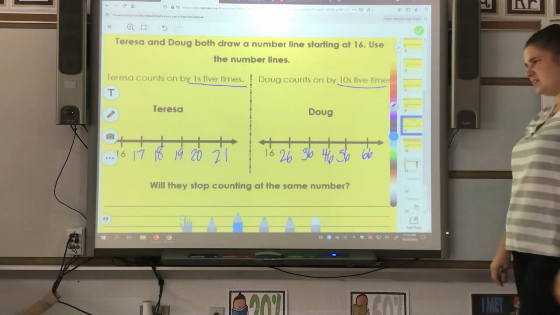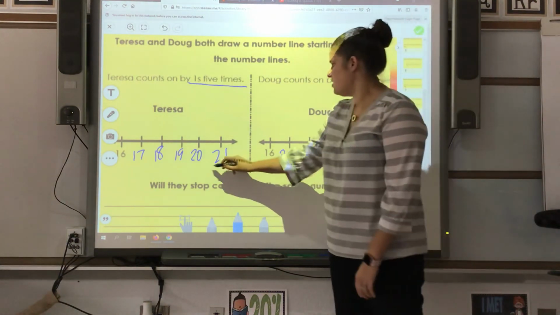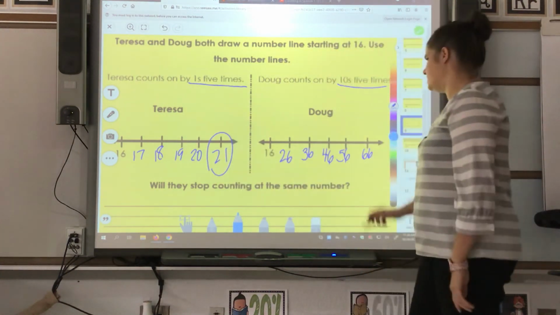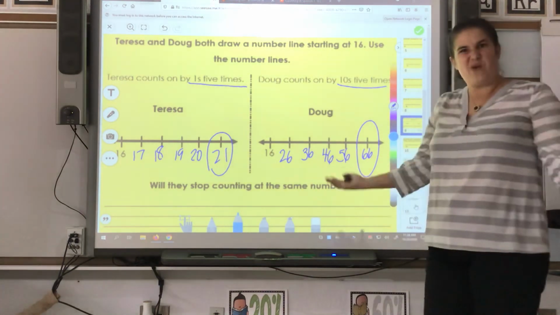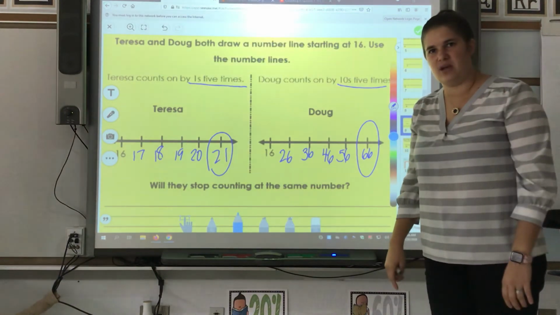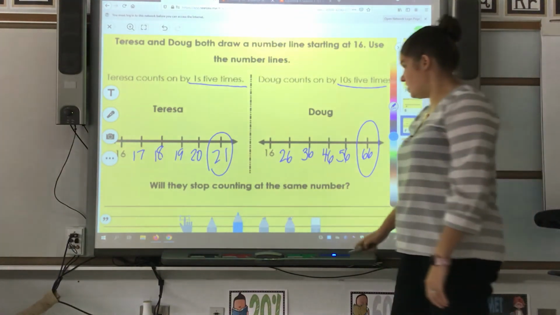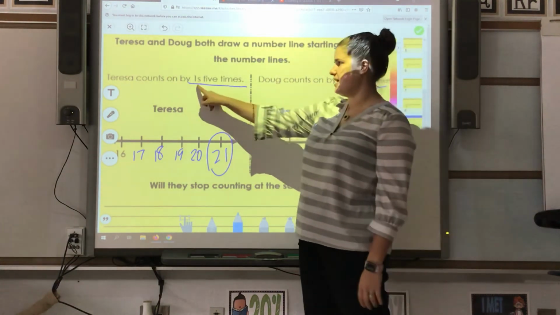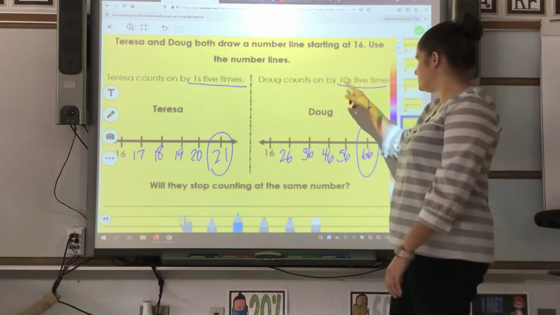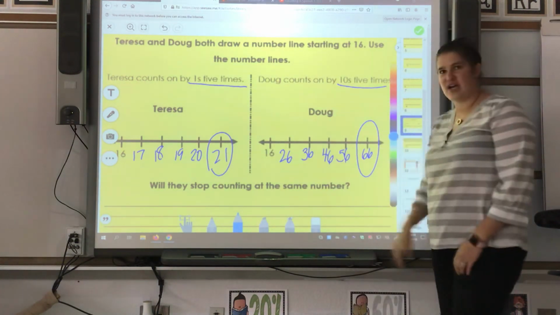So this says, will they stop counting at the same number? So let's look. We see that Teresa stopped counting at 21 and Doug stopped counting at 66. Why did they not stop counting at the same number? So we know that they didn't stop counting at the same number because Teresa counted on by ones and Doug counted on by tens. So Doug got to a higher number.